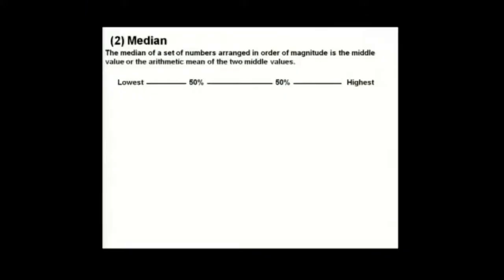Now, the median. The median is the value that, if you arrange all the observations in order of magnitude, will be the middle value, or the arithmetic mean of the two middle values in case we have an even number of observations. So if you go from the lowest to the highest value, you will see that the median is right in the middle, splitting the observations into 50% higher and 50% lower.